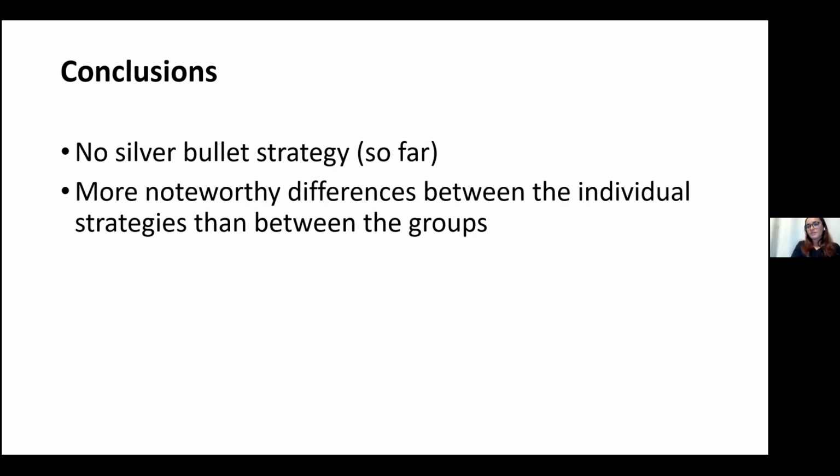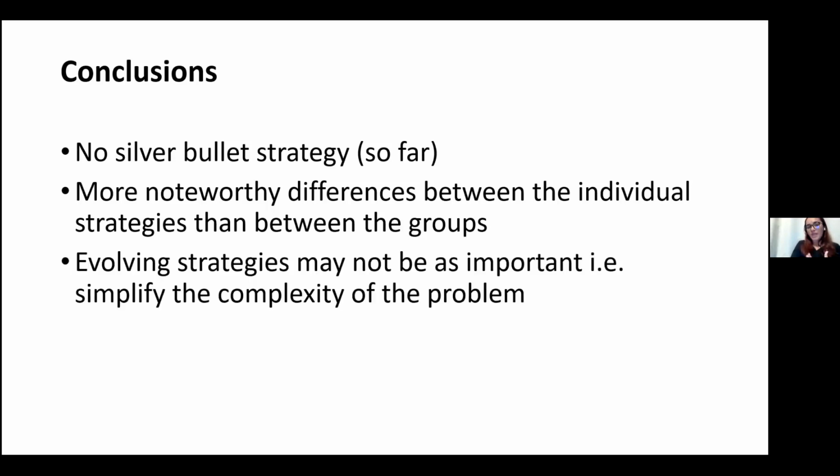And we have also seen that the more significant differences appear between the individual strategies than between the groups. This implies that these evolving strategies caused by the dynamic simulation of the graphs may not be as important as we thought. So we can actually simplify the complexity of the problem. What that means is that for finding an effective vaccination strategy, even if we consider a static graph, the strategies that the graph simulation comes up with might be as efficient as the dynamic graph generated strategies.